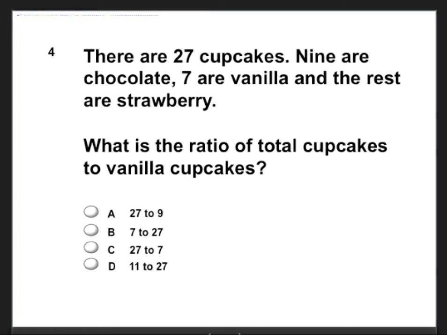All right, here. Now, what is the ratio of total cupcakes to vanilla cupcakes? Notice there are 27 total cupcakes. So that could leave it as either A or C. And then vanilla, there are 7. So that means your final answer there is C, 27 total cupcakes for every 7 vanilla cupcakes.